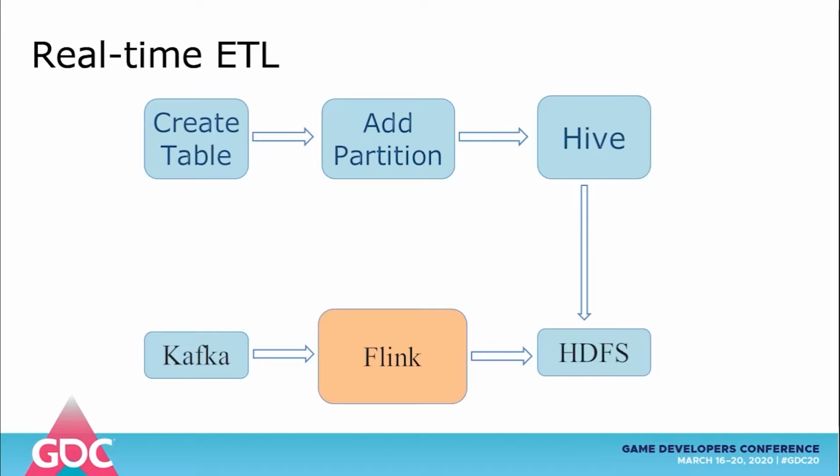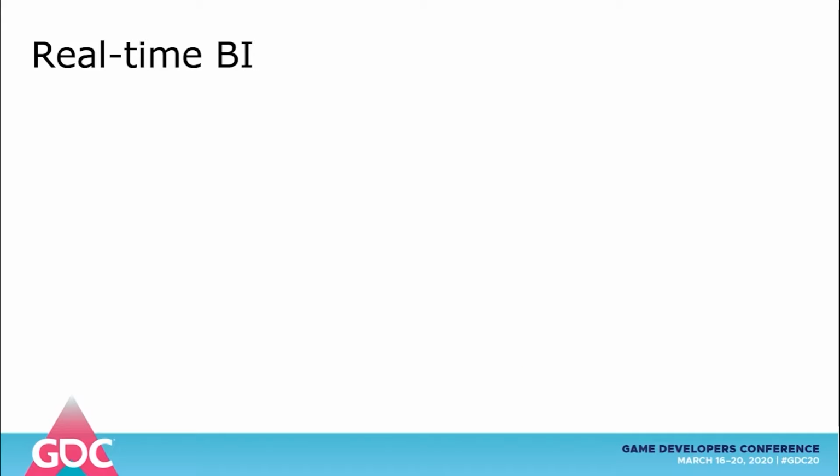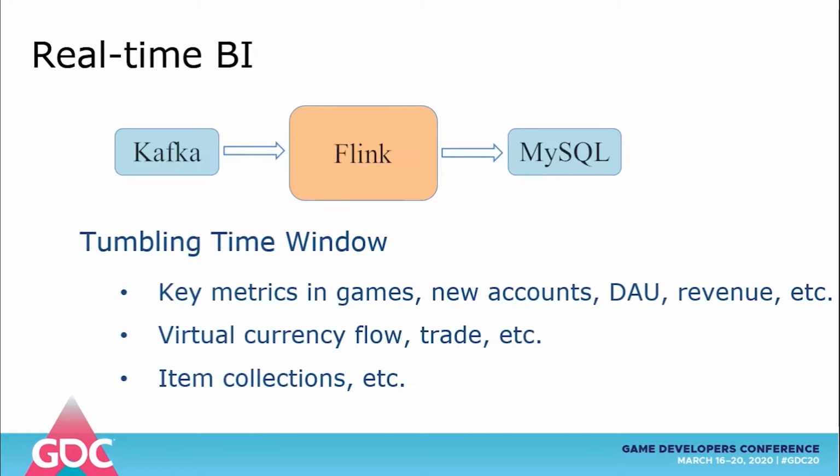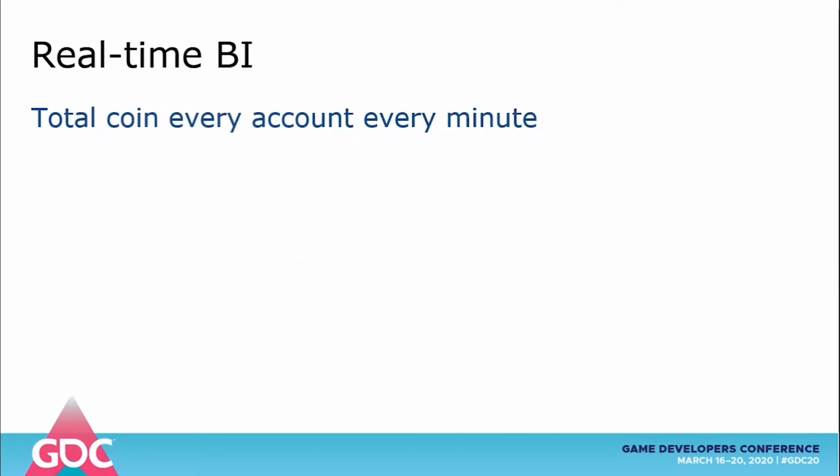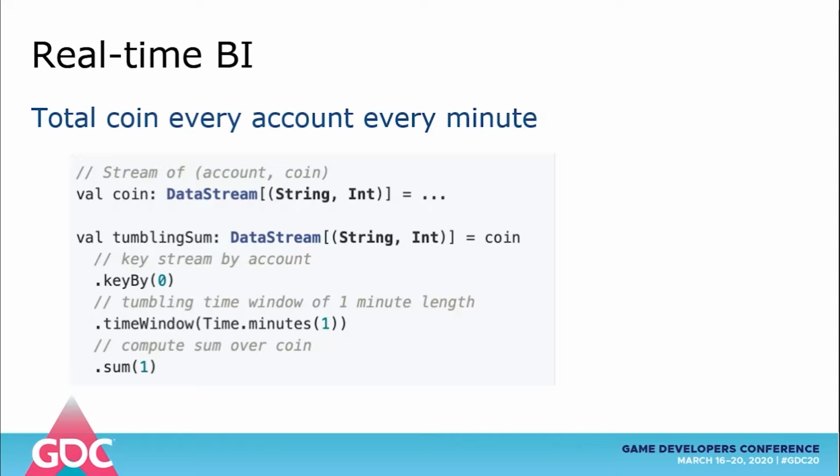The example we gave before is a typical real-time BI application combined with Flink tumbling time window function. We can easily know some key elements and monitor some in-game items and currency flows. For instance, if we want to monitor the total coin acquisition of each account every minute, we can use a Flink programming model to achieve our goal. First group the data by account, then use tumbling time window and set the time window at 1 minute, and finally, we calculate the sum of the coins.